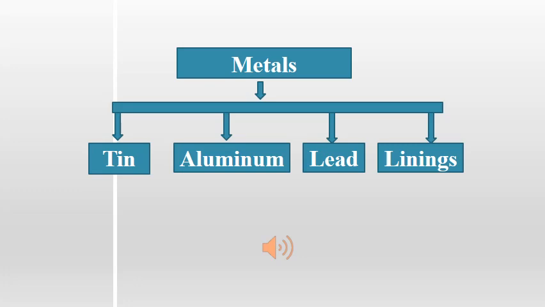The advantages of metal containers are they are mechanically strong. They are impermeable to light, moisture, and gases. At the same time, the labels can be directly printed on their surface.